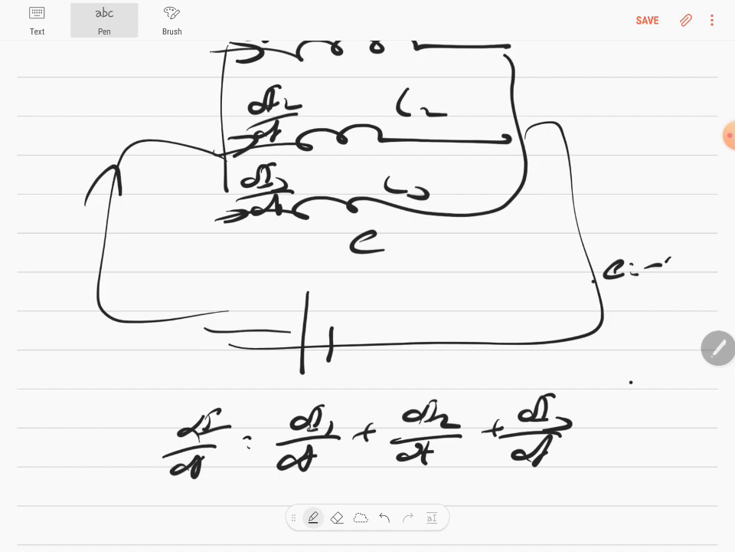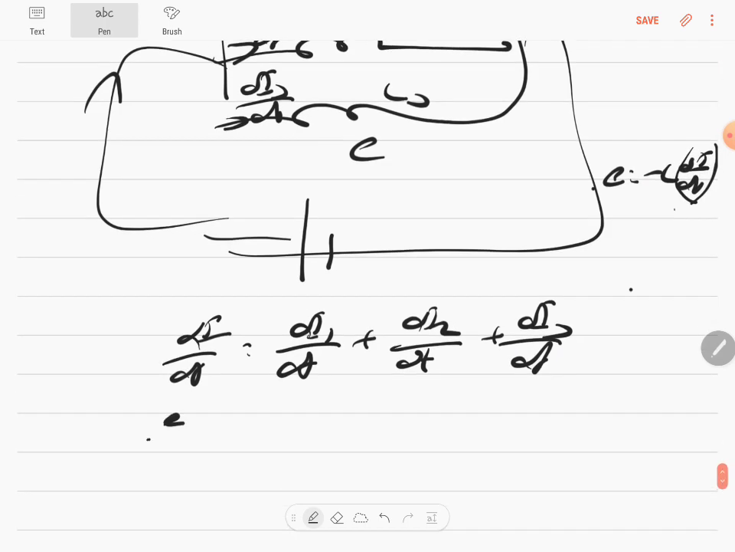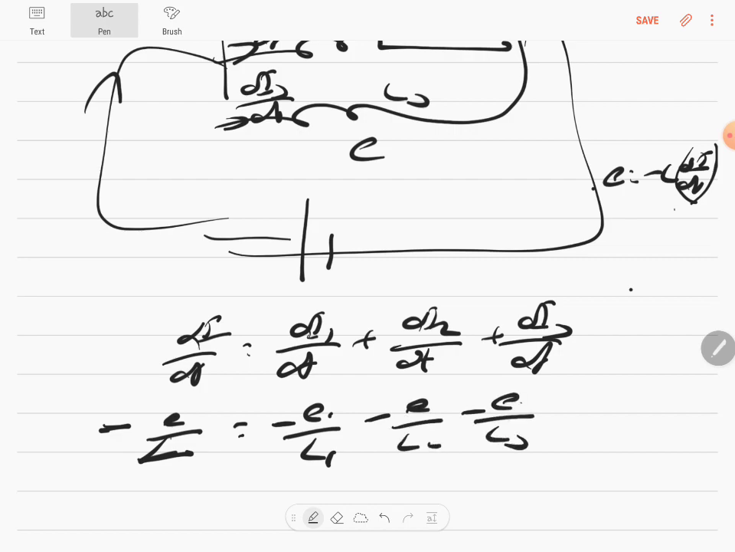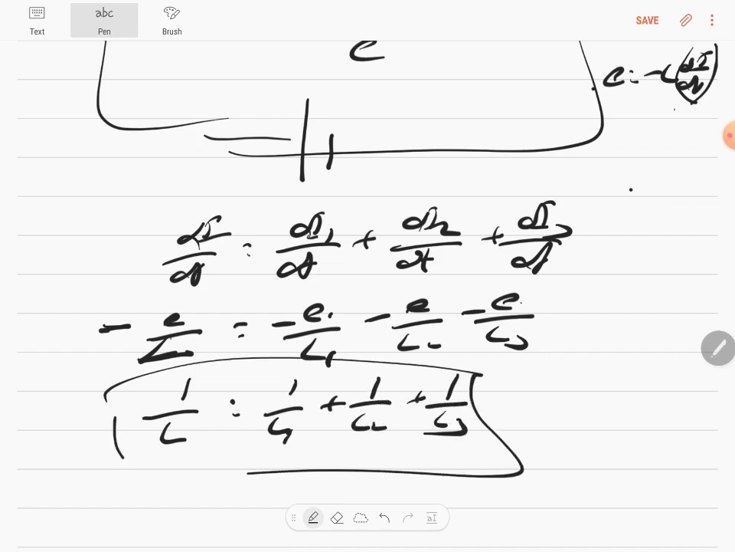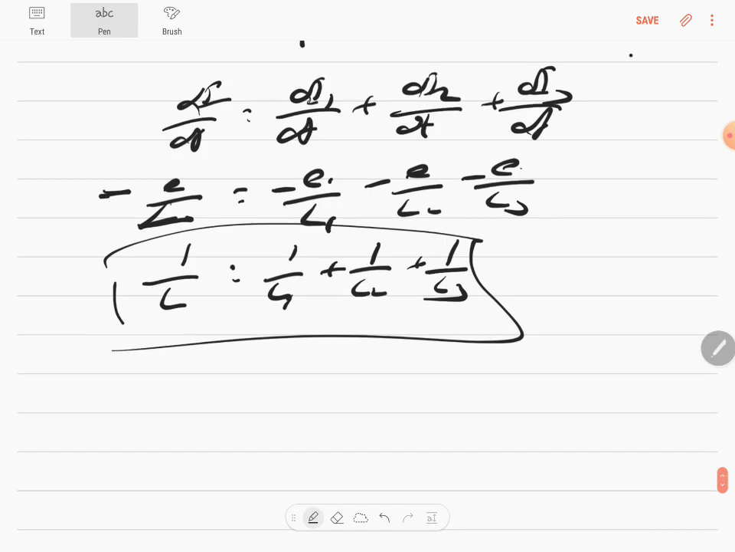E is equal to minus L into di by dt. What is di by dt? E by L. So it's minus E by L is equal to minus E by L1, because E is a constant, minus E by L2 minus E by L3. E throughout gets cancelled. 1 by L is equal to 1 by L1 plus 1 by L2 plus 1 by L3. Are you all clear? So this behaves just like resistors in parallel.